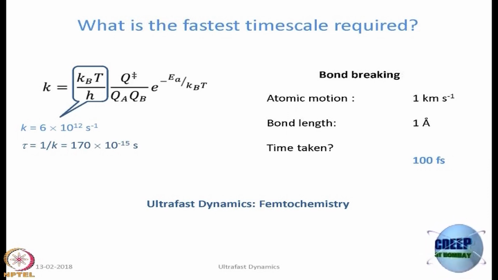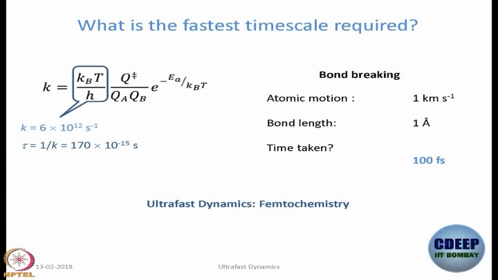Using the Eyring equation, which many of you are going to study in this course on energetics and dynamics if you have not studied already, we reached the conclusion that the fastest process in chemistry takes place in about 170 femtoseconds. So then we stopped, asking: how do you measure time in femtoseconds?